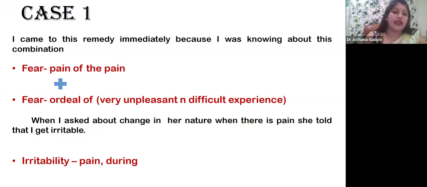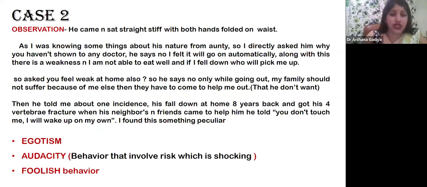When I inquired about the changes in her nature, I got confirmation at that point when she told me that she gets irritable at that time. So we have the rubrics: irritability, pain during, pain after. Those three rubrics give only Arnica. This patient improved very well after starting Arnica. I have not attached the video follow-up, but she's doing well. In the second case, the observation was that the uncle was sitting straight and stiff, both hands folded on the waist. This suggested egotism.